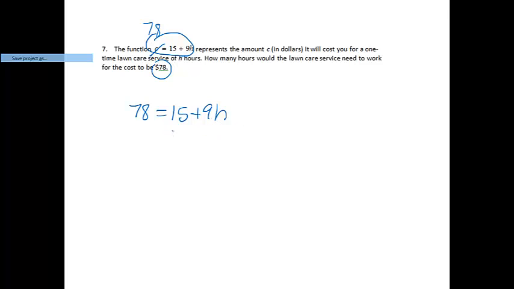So if I'm solving for H, I first would like to subtract 15 from both sides. So 78 minus 15 will be 63, and then it's going to equal 9H. And then from here, our last step, just like always, is going to be to divide. 63 divided by 9 is 7. So now that we have H equals 7, it did say how many hours, so it will be 7 hours.